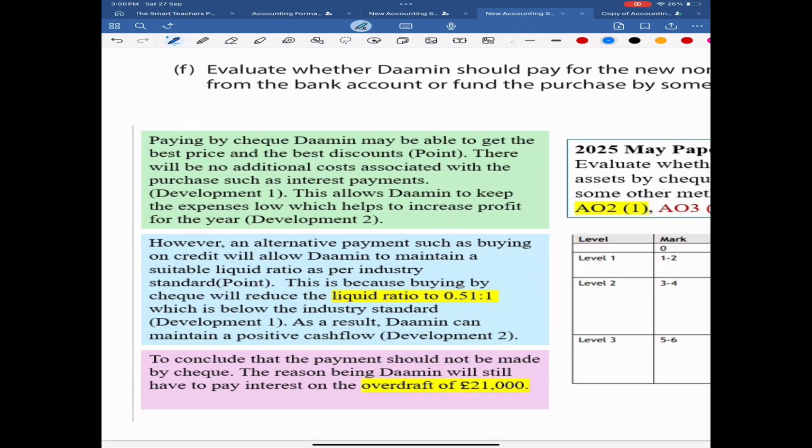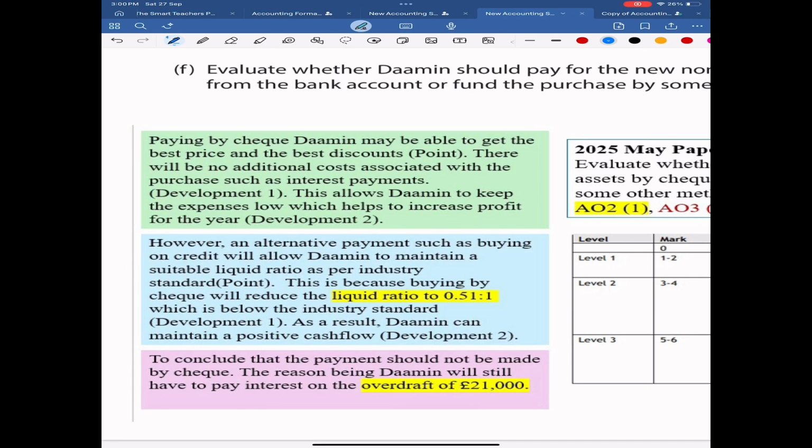Paying by cheque, Damin may be able to get the best price and the best discounts. This is my point. There will be no additional cost associated with the purchase, such as interest payments. Development 1. This allows Damin to keep the expenses low, which helps to increase profit for the year. Development 2. Now my evaluation.